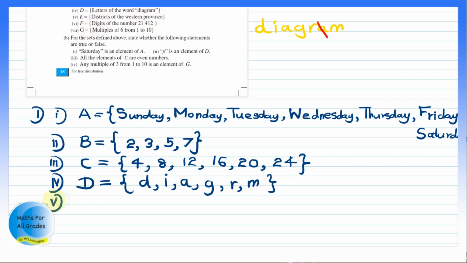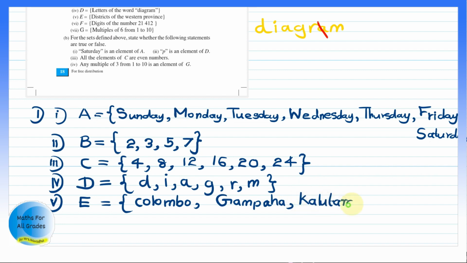Problem number 5. E is the set of districts of the Western Province. So what are the districts of the Western Province? Colombo, Gampaha, Kalutara. Close the bracket.